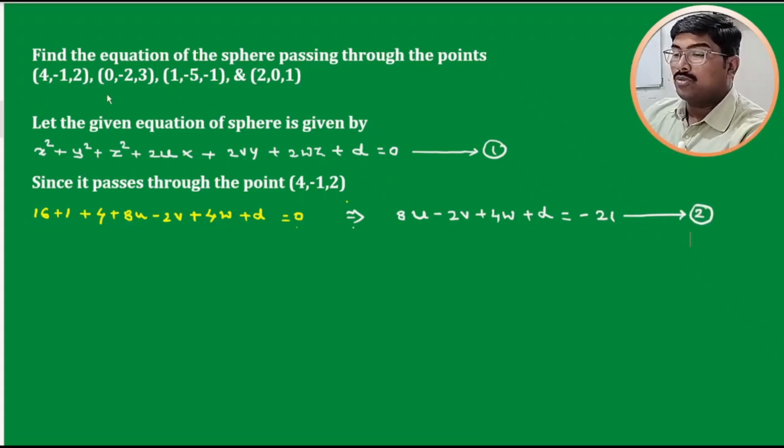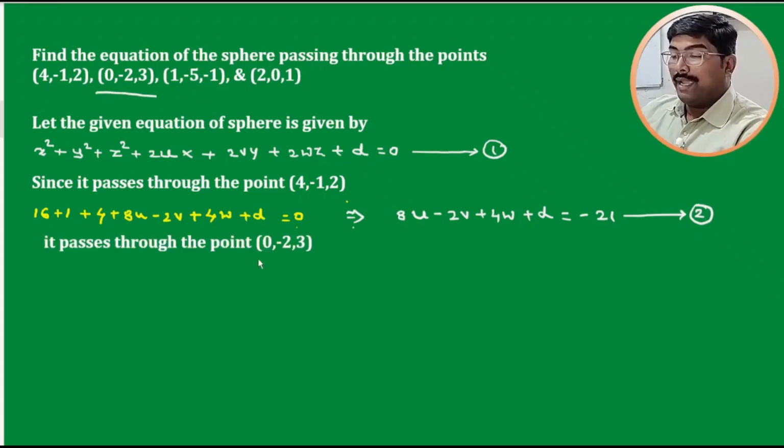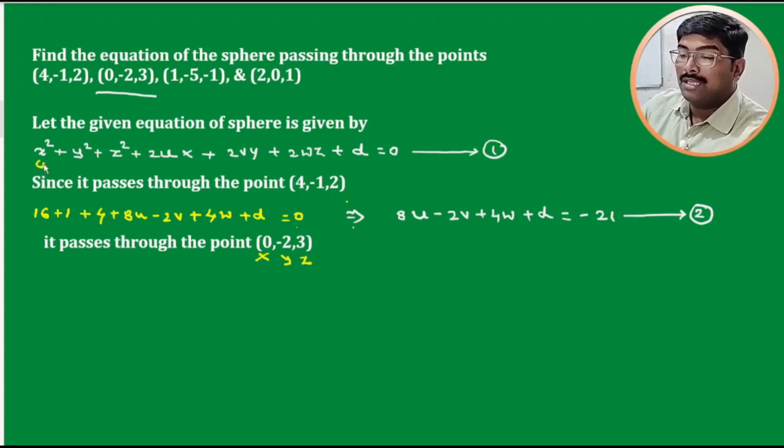Now it passes through the second point, that is (0, -2, 3). Again we have to substitute the value for x is equal to 0, y is equal to -2 and z is equal to 3. So if we substitute x is equal to 0 in equation 1, 0 square is equal to 0, plus y is equal to -2, so -2 square is equal to 4, then z is equal to 3, so 3 square is equal to 9.